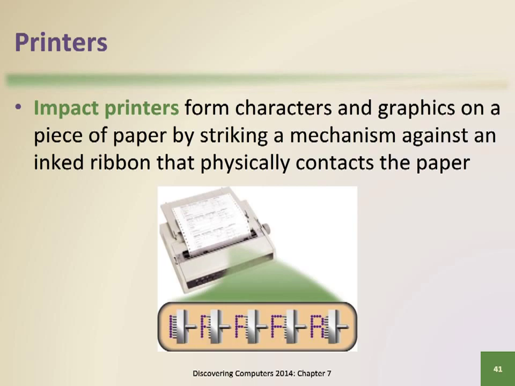An impact printer forms characters and graphics by striking a mechanism against an inked ribbon that physically contacts the paper. The dot matrix printer and the line printer are two examples of impact printers. Images are produced when tiny wire pins on a print head mechanism strike an inked ribbon.